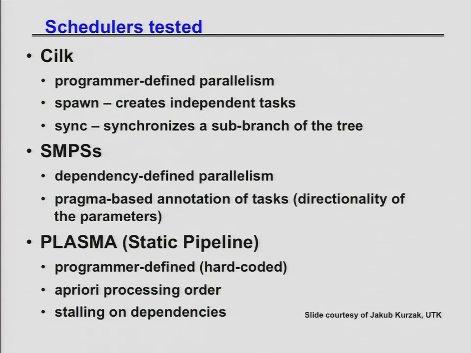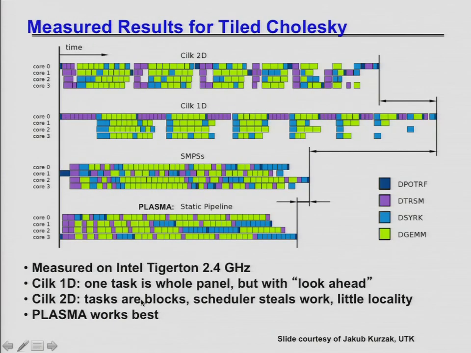So let me just give you some performance data. I'm going to compare three different systems that people have built. One of them is called Cilk, which is built by Charles Leiserson at MIT and was acquired by Intel, I believe. And so this does work stealing. Idle processors will steal work from busy processors. SMPSs, I think, was built at the Barcelona Supercomputing Center. You can annotate your tasks to help it figure out what the dependencies are. And then PLASMA, by a colleague Jack Dongarra at Tennessee and his team, the programmer has to sort of build in the dependencies. So let me just show you the performance data.